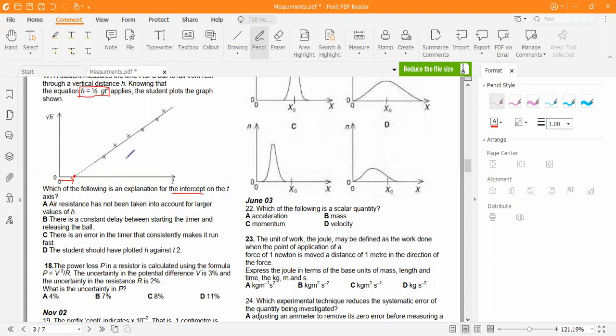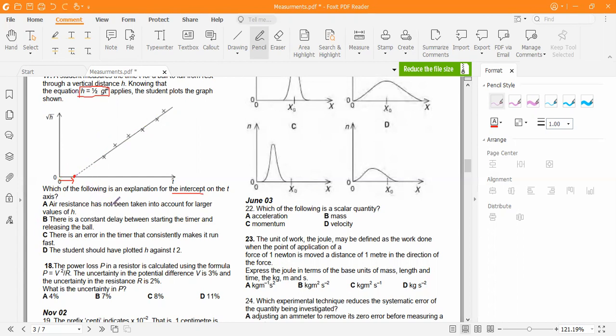Okay, so they're asking which of the following is an explanation for the intercept on the t-axis. They're asking why, how would you explain that instead of going through this point, the graph is going through this point? Let's read the reasons.